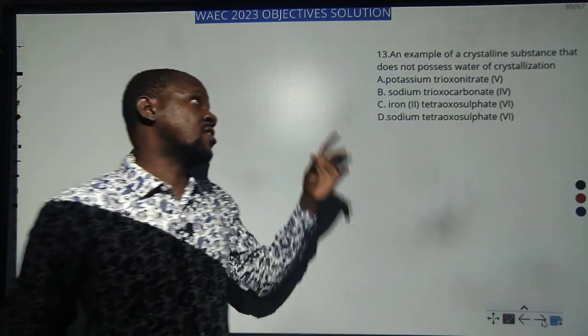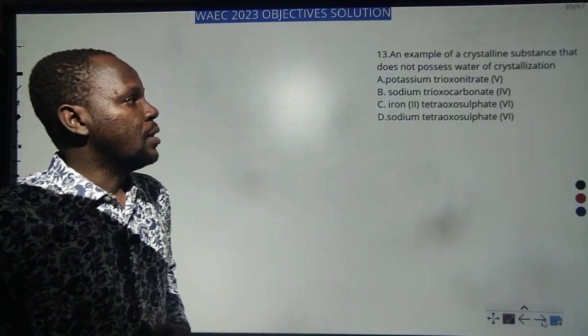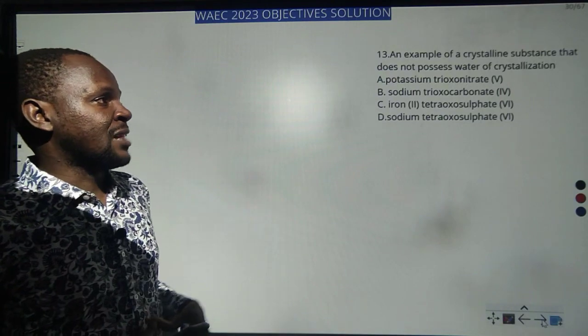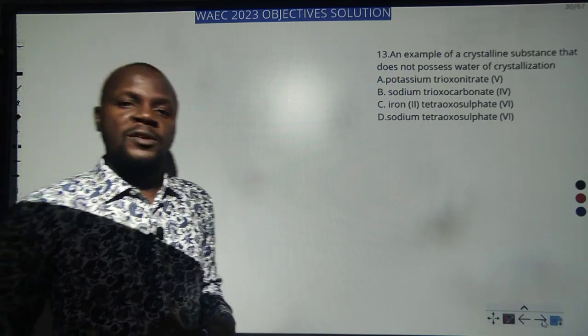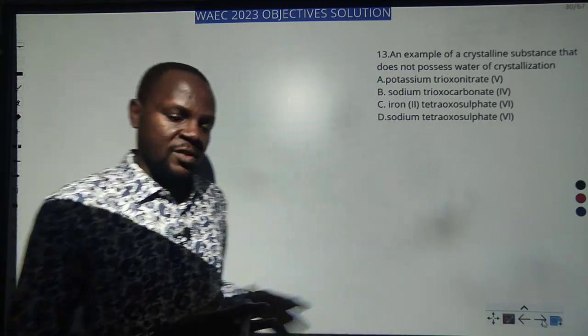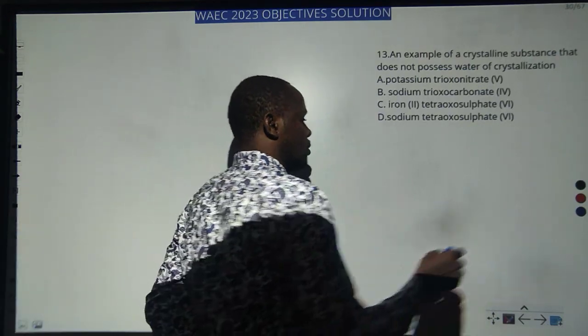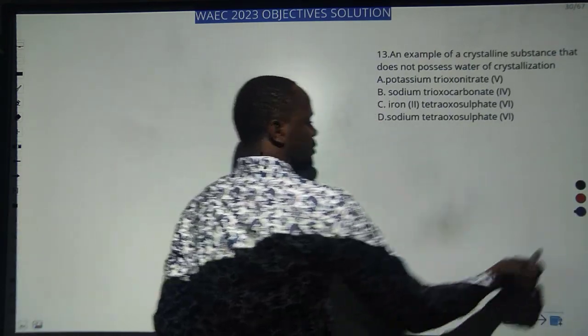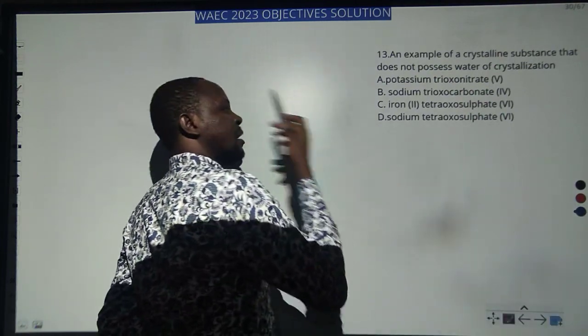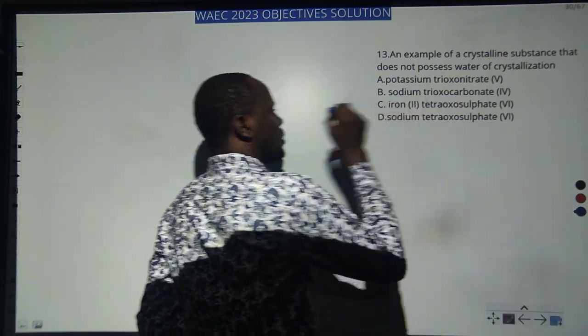I hope you are good with that. Question 13. An example of a crystalline substance that does not possess water of crystallization. Water of crystallization is also an important topic you might have dealt with in your preparation for the exam. So we want to see the one that does not contain it.